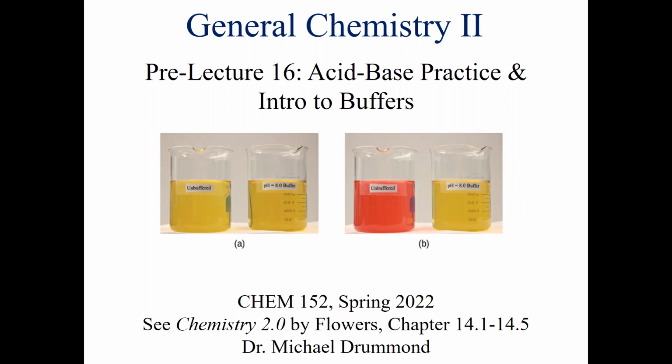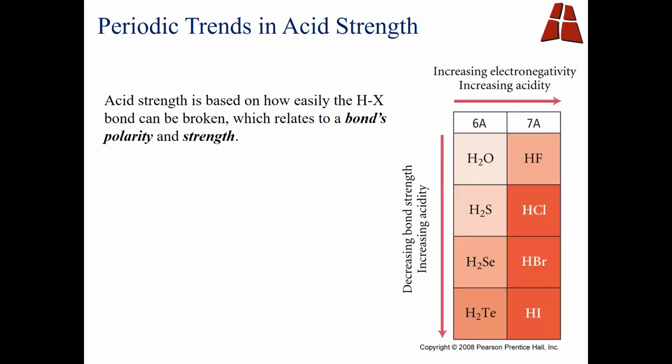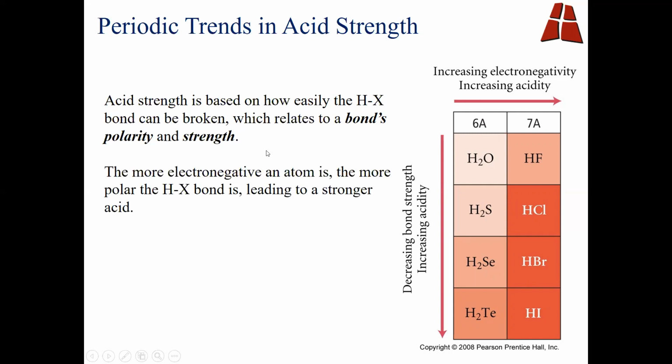Okay. So before we get into that, though, I wanted to bring up one thing that we hadn't yet covered, which is periodic trends in acid strength. And so, reminder that we, of course, have strong acids and weaker acids. This ultimately relates to the bond between a hydrogen atom and whatever it's bound to. So we could just call that X as a general placeholder, right? The two things we're really balancing there are the bond's polarity and its strength. So the more electronegative an atom is, the more polar a bond will be, which leads to a stronger acid.